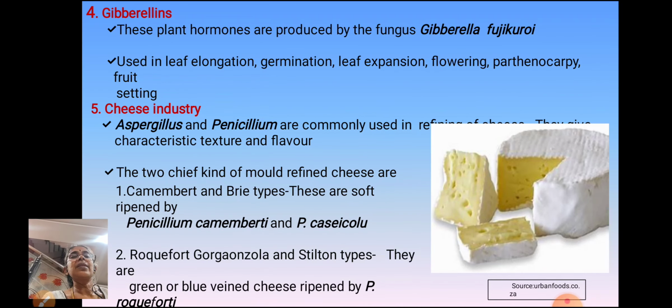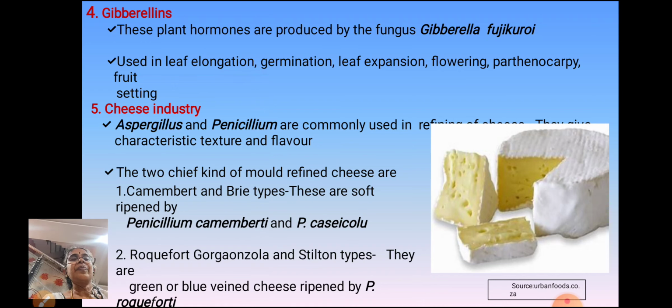Next is gibberellins. Gibberellins, as you all know, are plant hormones produced by the fungus Gibberella fujikuroi. It is used in stem elongation, germination, leaf expansion, flowering, parthenocarpy, fruit setting, etc.